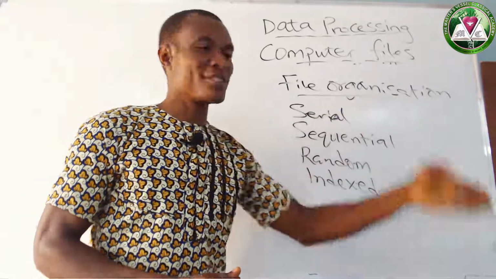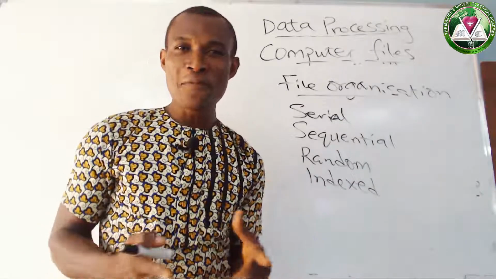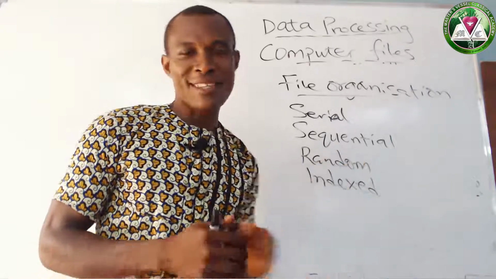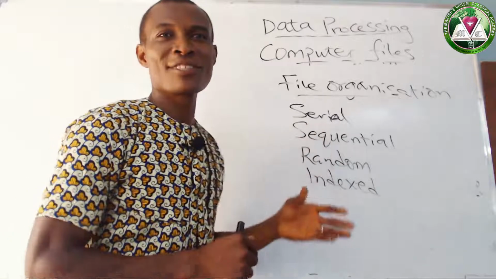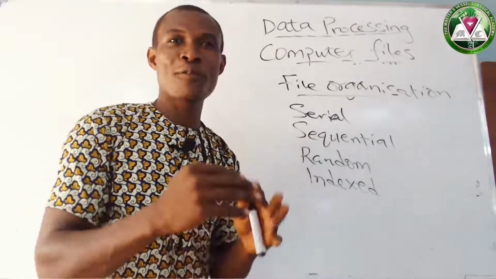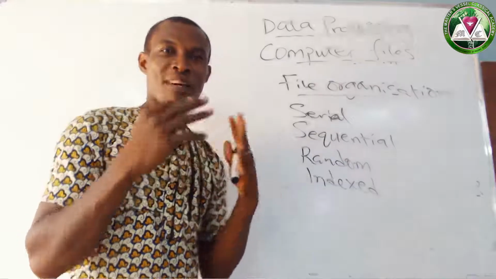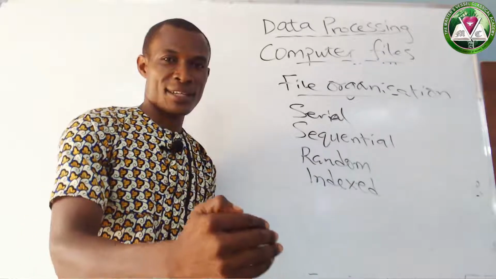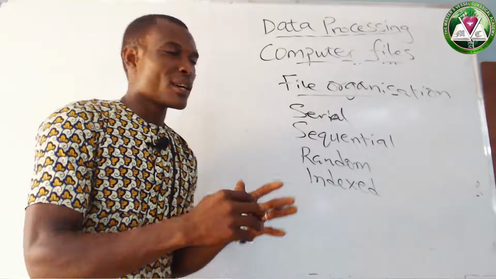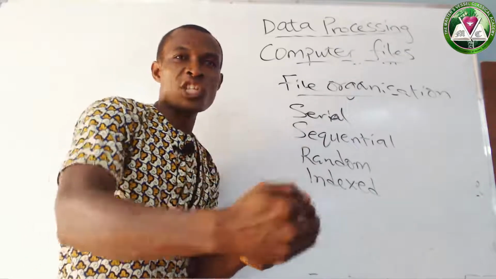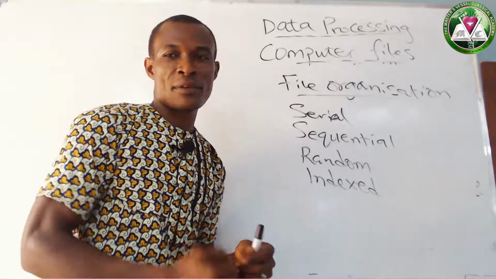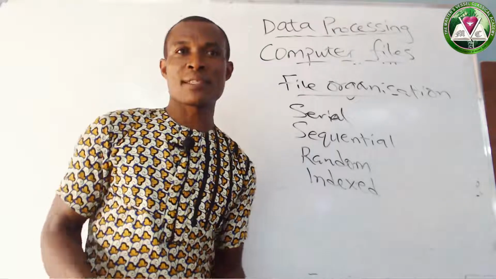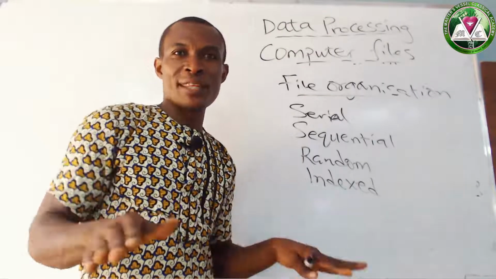Now, what is serial file organization? Somebody might be wondering if serial and sequential are not the same. In this context, they are not. Serial file organization is simply a method of organizing or storing computer files in chronological order. What do I mean by chronological order? Storing files in the order in which they arrive. For example, if file A arrives first, it will be stored first, not considering any other thing.